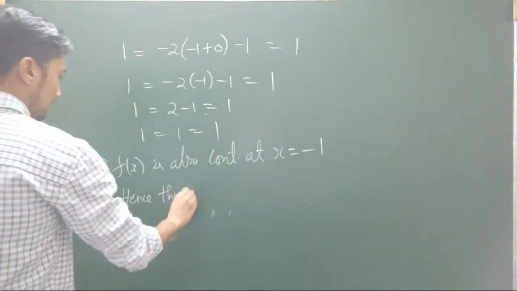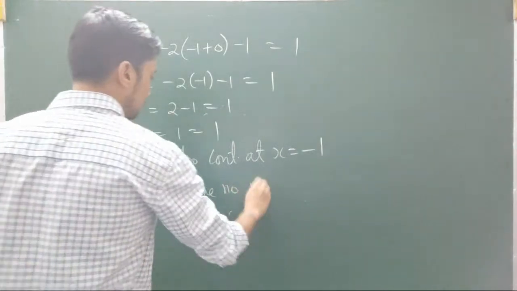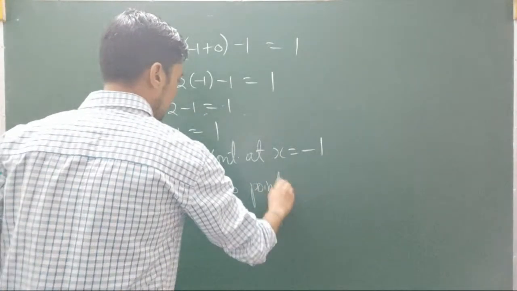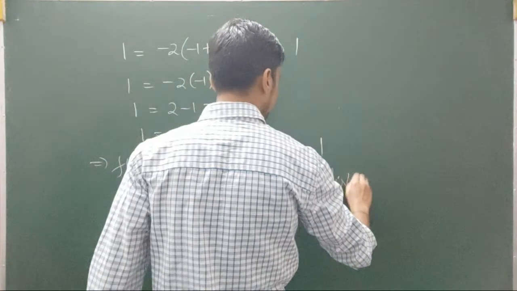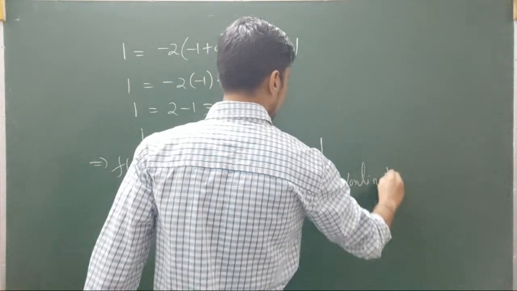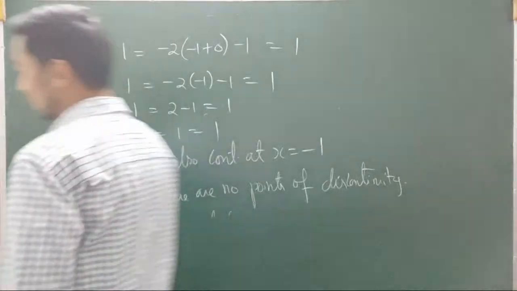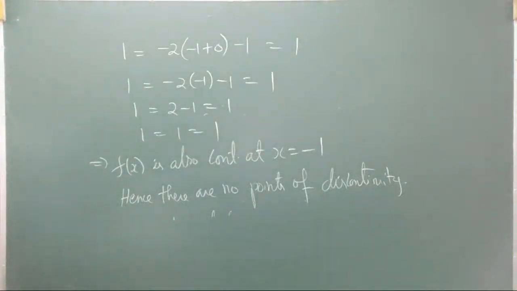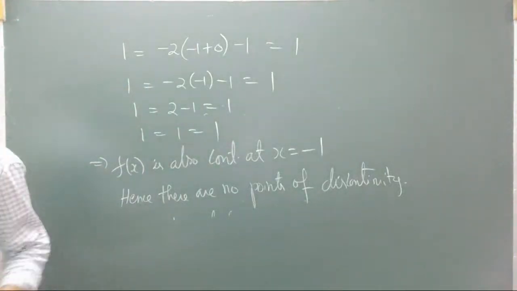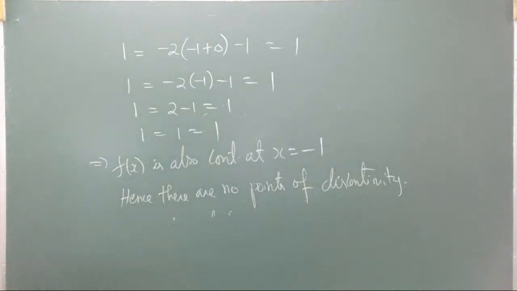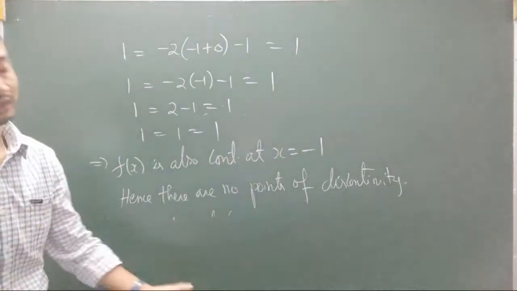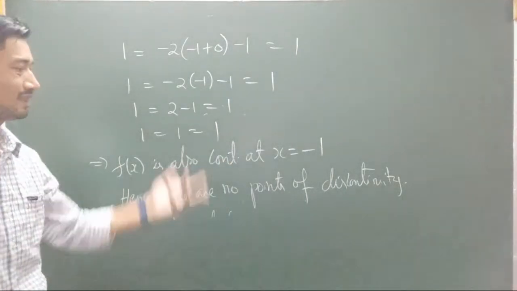Hence, there are no points of discontinuity. Of course, you can describe for x greater than 1, less than 1. No, there are constant functions, polynomial functions, and constant functions, and we can do that. But I think this is also enough.